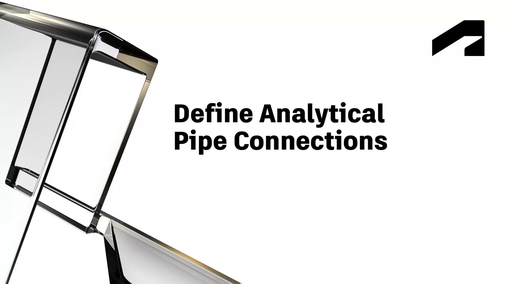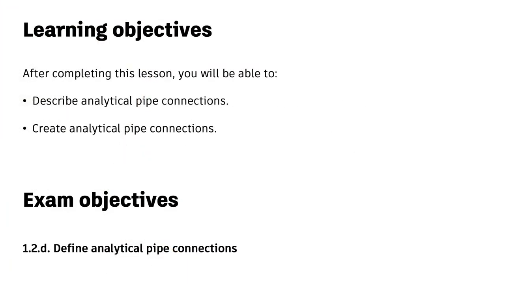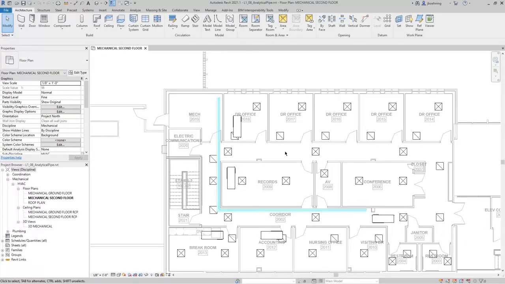In this lesson, we will cover what analytical pipe connections are and how to create analytical pipe connections. In this project, water source heat pumps have been placed on the second floor and condenser water supply and return systems have been created. The mains for these piping systems have also been run.